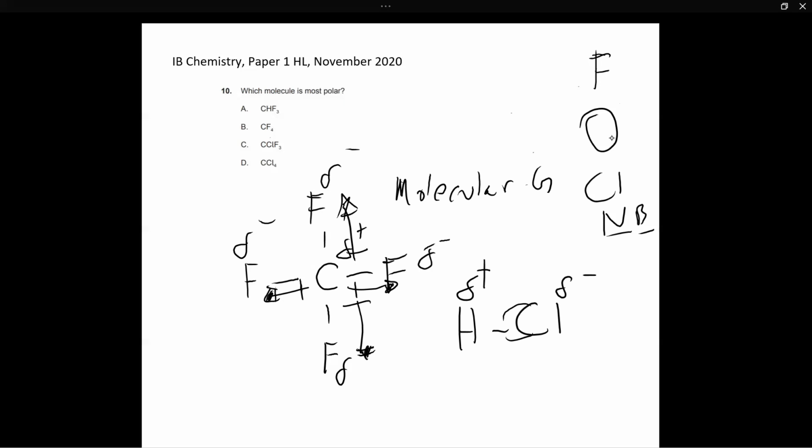Now, despite there being 4 different dipole moments, you would assume that this is a polar molecule, but this is actually not the case. All these dipoles cancel out because of the symmetry of this molecule. The molecular geometry of CF4 is tetrahedral.